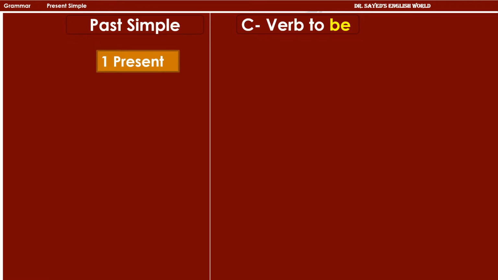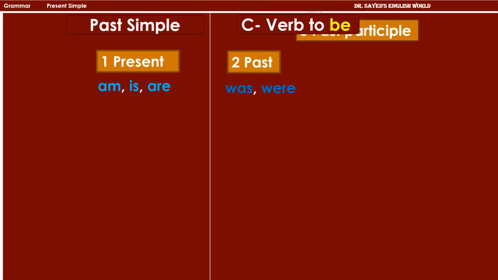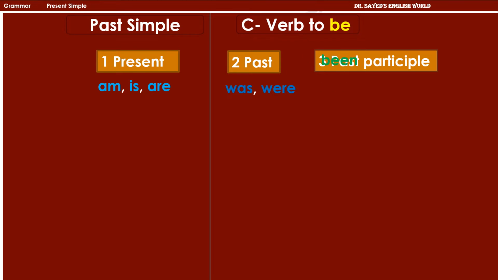Okay, now let's have a look at verb to be in the past simple. خلينا نشوف verb to be in the past simple. And as you know, any verb, as I keep repeating, any verb has three forms. Form 1 is the present, so we have to remember verb to be. In the present we have am, is, and are. In the past we have was and were. And the past participle we have been. And in this case we are going to use was and were because we are talking about the past simple.